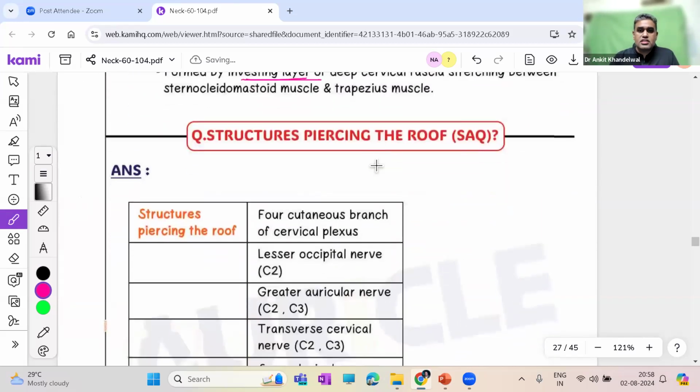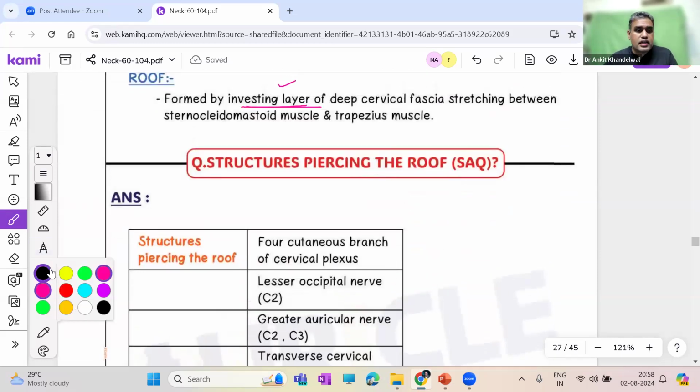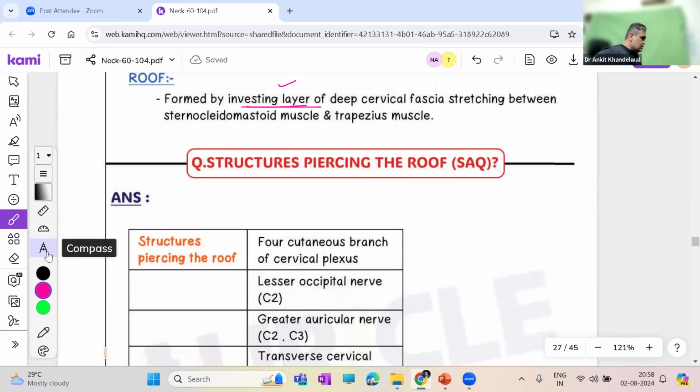Okay, the structures piercing the roof. Now, think about it. What would be the structures over here? Okay, just give me a second, guys.